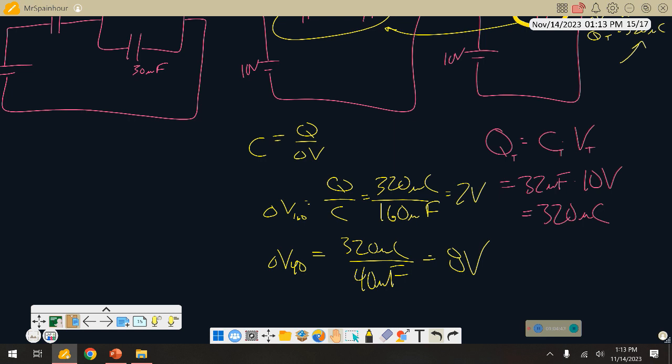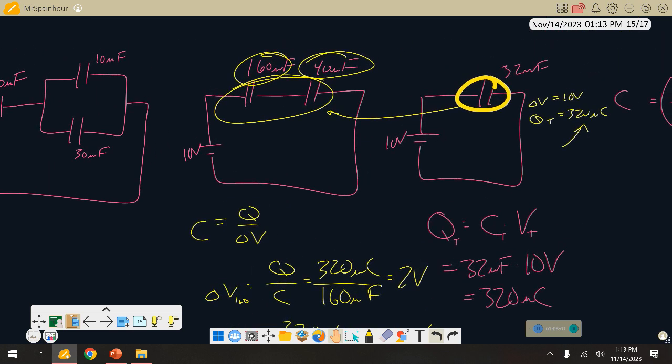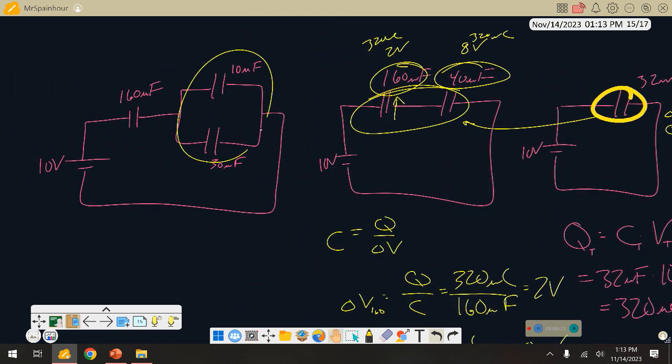Here's why that makes sense. What should the individual voltages of each of them add up to be? Ideally, exactly our total. What was our total? 10. 2 plus 8 gives us our 10. So now you know the voltage on each of them. The voltage on this one was 2 volts. The voltage on this one was 8 volts. And you know the charge for both of them, 320 microcoulombs, 320 microcoulombs. This is an actual capacitor. This one's an equivalent. So for the equivalent, we have to step back again and say that this is this one right here.